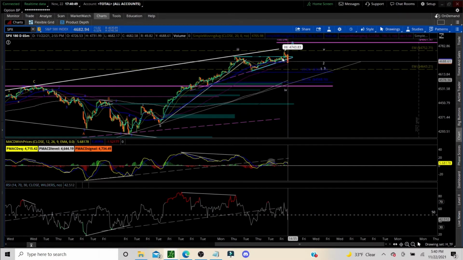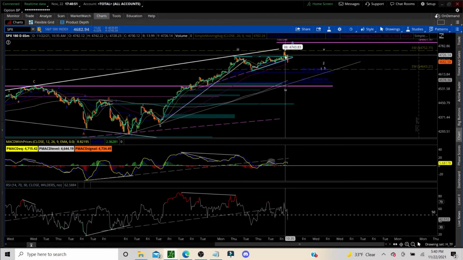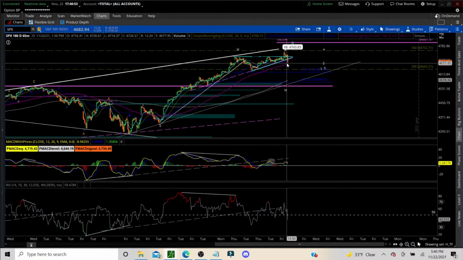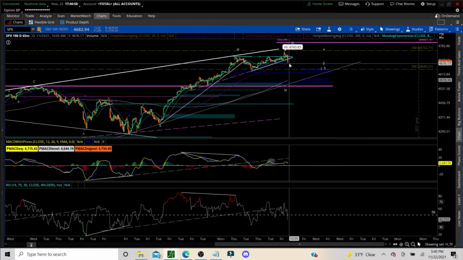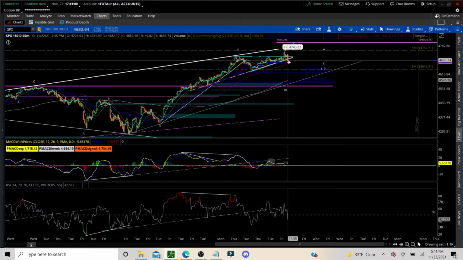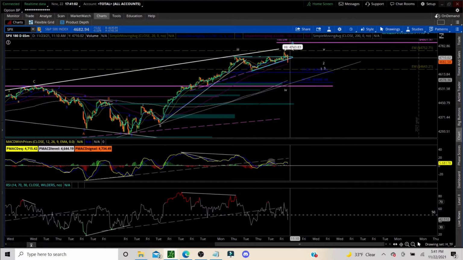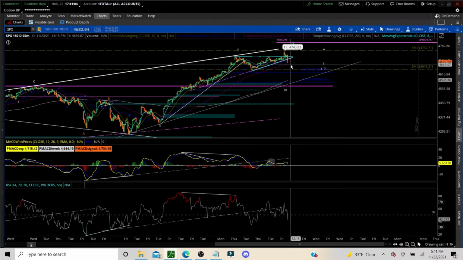Maybe get a bounce off of there for the Thanksgiving. I don't think we're going to impulse through Thanksgiving, but we'll see. We have to watch price action. We didn't know that this would actually happen today. So very bearish price action here.